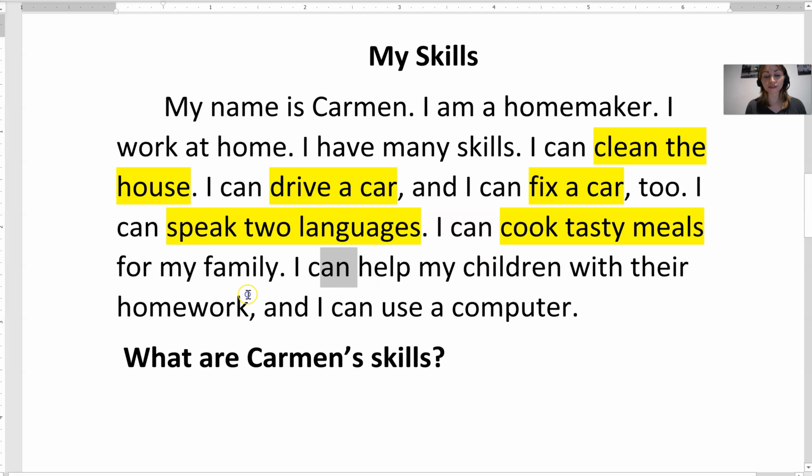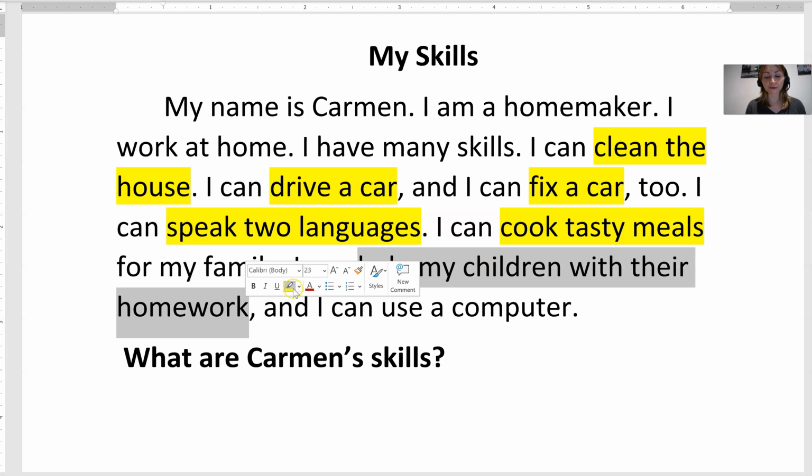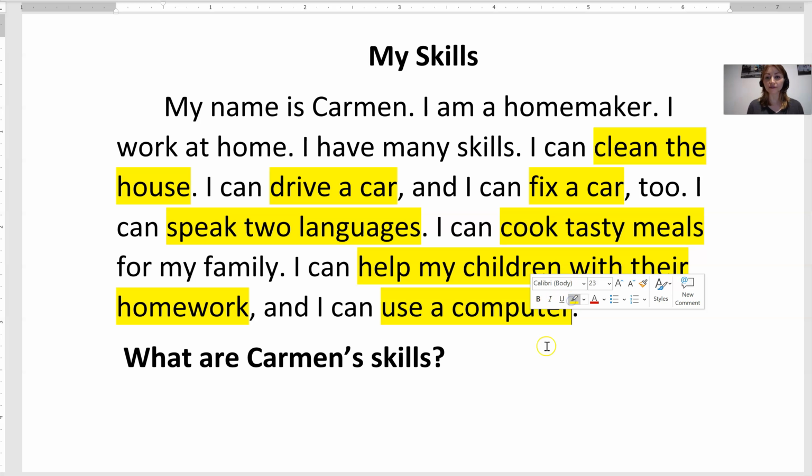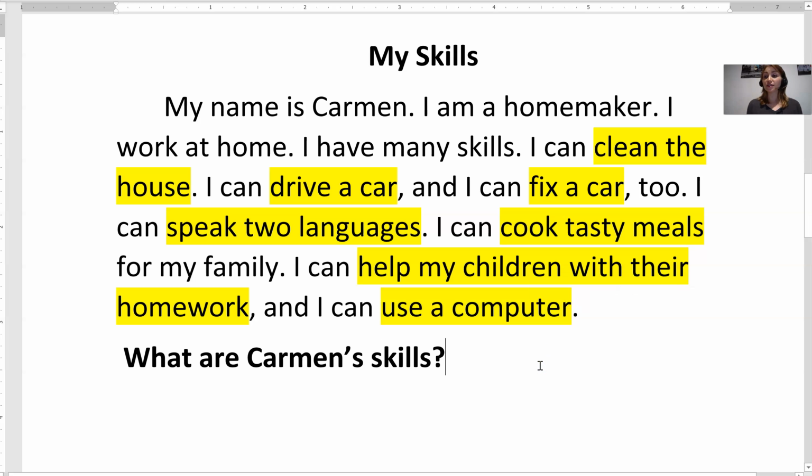Okay, next one, help my children with their homework. This one's very important. So if you have children and you help them with their math, their English, you help them study, that is help your children with their homework. And the last one she can do is use a computer. Great, so she told us how many skills?